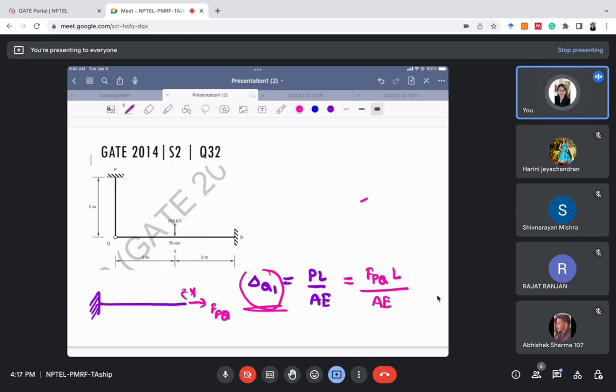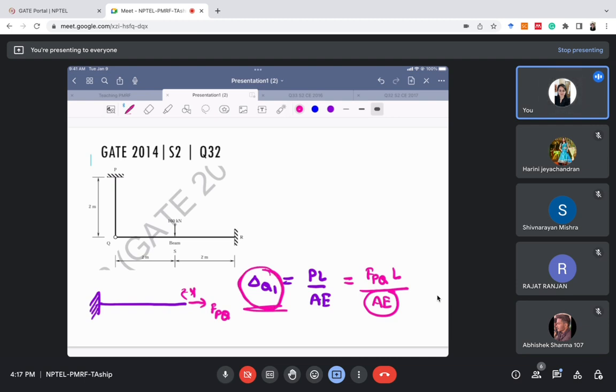if they remove this member and draw it like this, it is the same, right? Because this point Q, this PQ, is kind of a support now, it cannot move actually. But just to confuse us, they have given it like this. If they wanted us to take the axial deformations into account, they would have given us the values of A and E, because only then can we find this delta q1.